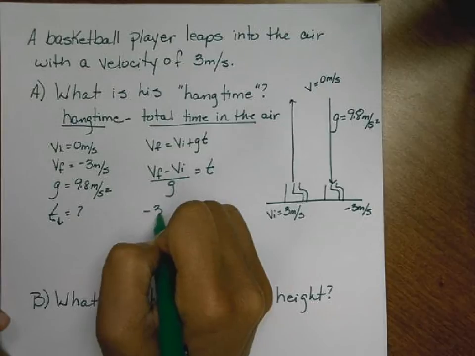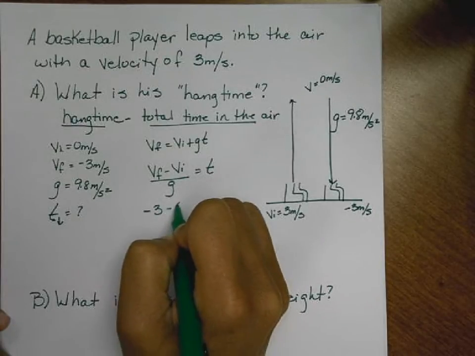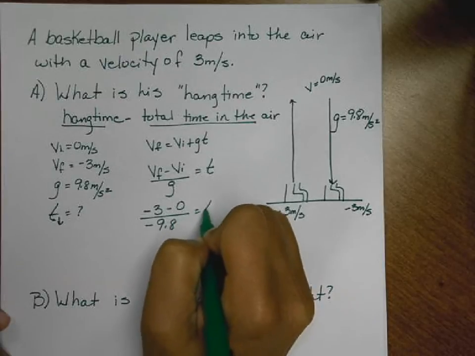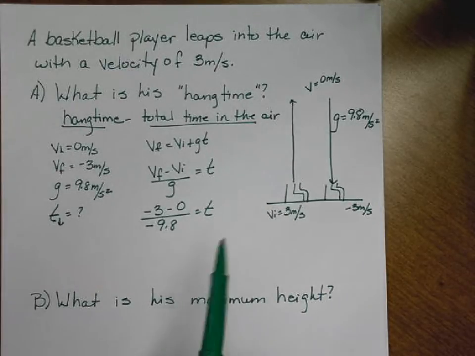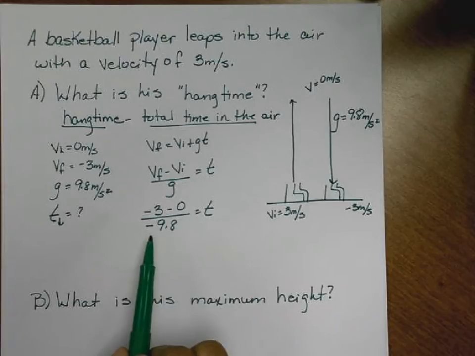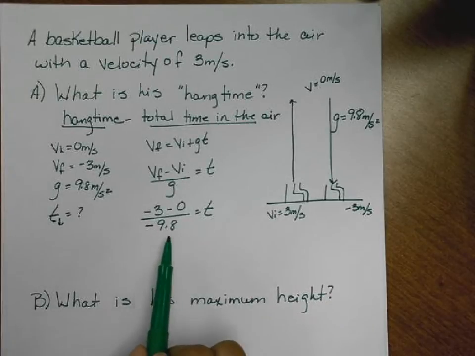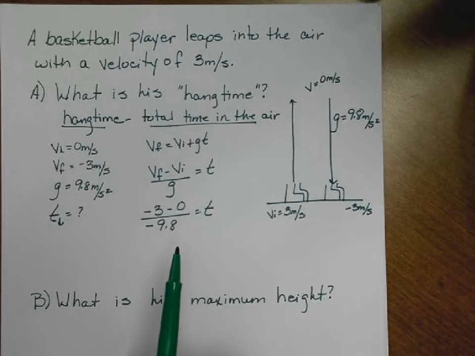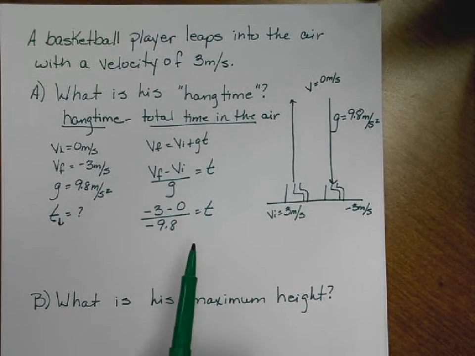Final velocity is negative 3. Initial velocity is 0. Gravity is negative 9.8. Be careful. I put in gravity as negative 9.8 because acceleration is a vector. The direction matters. Plus, if you don't put in a negative, you'll get a negative time, and you can't go backwards in time. So if time is ever negative, then you've done something wrong.